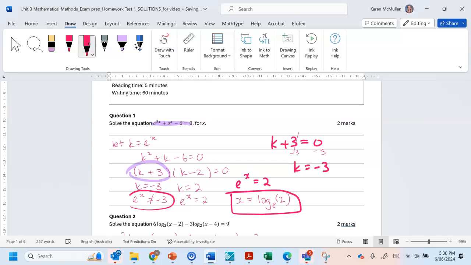Just making sure, I did see this on a couple, that when you're writing a log, keep your base small, and the argument, the number that's inside the brackets, needs to be the same size as the log font. We don't want to see something like log e2 like that. It's not squared. It has to be the same size font as the log, and you'll be penalized for that. So please make sure you don't be sloppy with your handwriting.